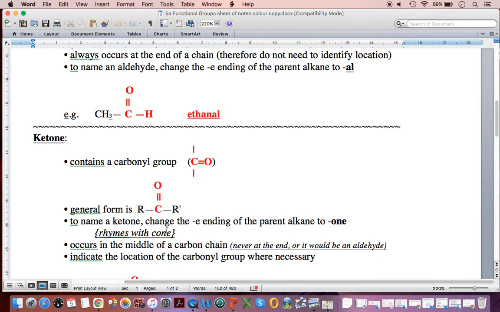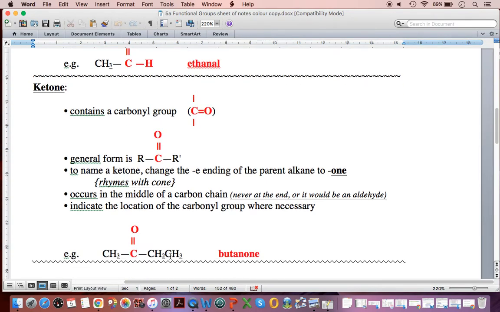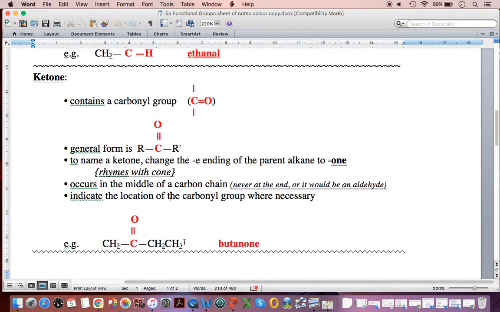So when we're going to name this thing, here's our example. We have 1, 2, 3, 4. We have 4 carbons in a row, so it would have been butane. But now we get rid of the E, put in the -one for ketone, and we get butanone. You will notice I didn't put a number for it because the carbonyl can't be on this end carbon. It would have been an aldehyde. It has to be on one of the interior carbons. And therefore, this is second carbon in. If it's on this one, I just count from the other side, second carbon in. So this is the only possible thing we can get for butanone.